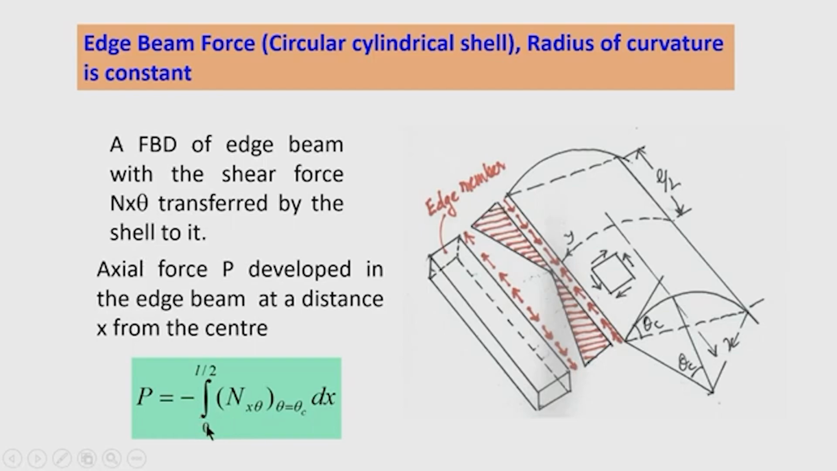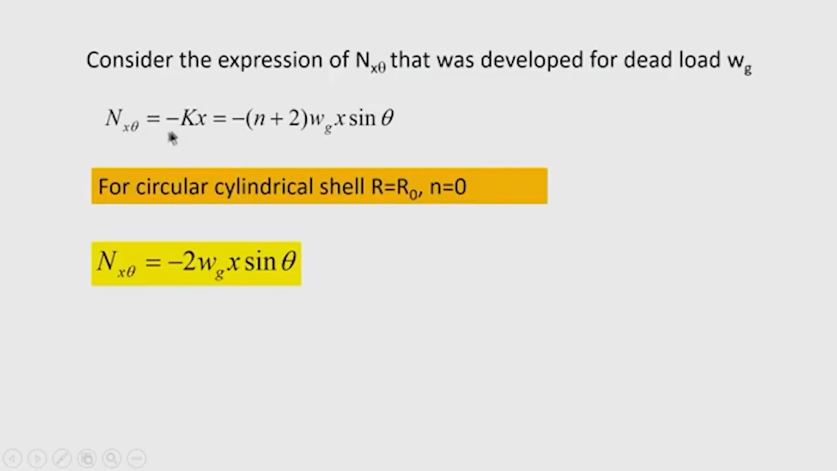So, it is integrated from 0 to L by 2 for the one part, and after integration this n x theta is given as minus k x equal to minus n plus 2 w g x sin theta, and let us do it for a circular cylindrical shell first. So, r is equal to r naught and n is equal to 0 for a circular cylindrical shell. So, therefore, n x theta can be written as 2 w g x sin theta. Okay.